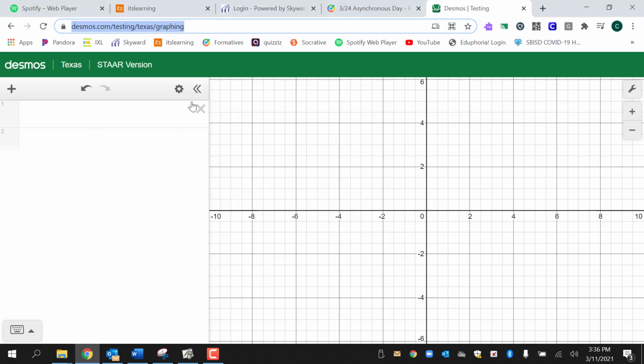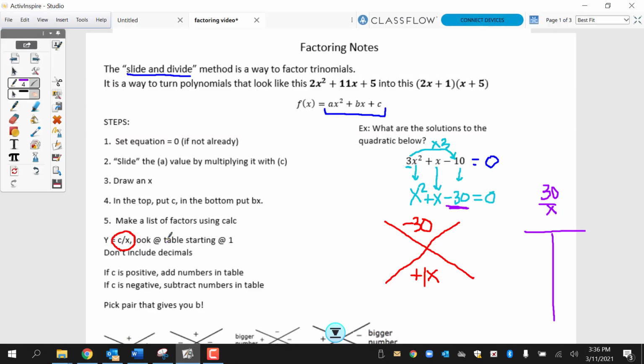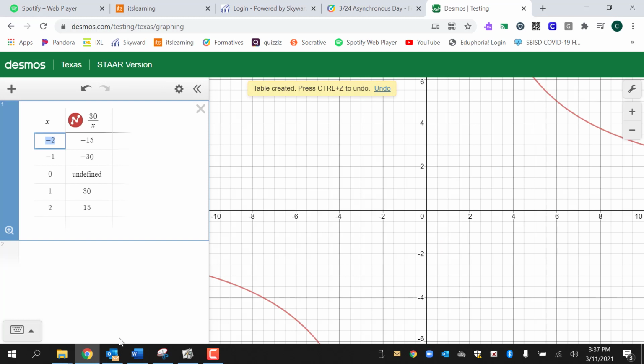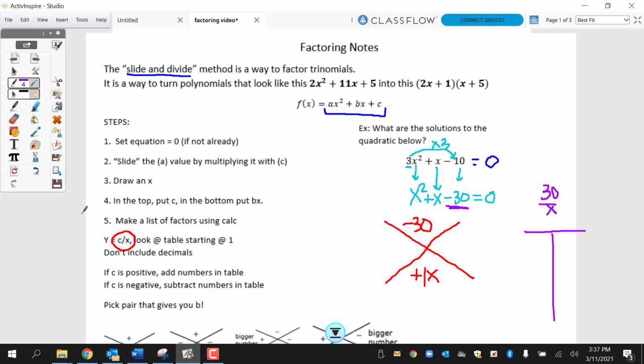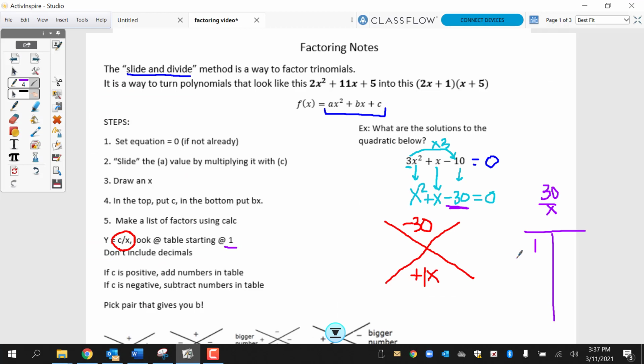So here we go to Desmos. So in here, 30 divided by x. Now I want to look at the table. So I click the wheel, I click the table. Okay. I want to start at the number 1. So 1 should be the first number. Mine started at negative 2, so I'm going to start at 1. The number was 30. I'm going to write that pair down because those are whole numbers.